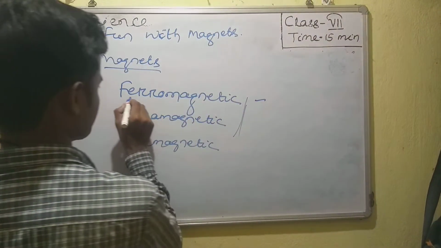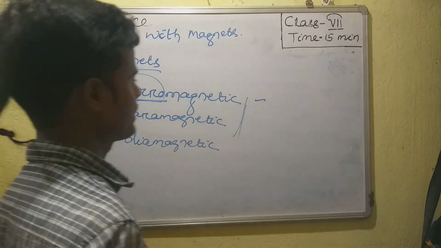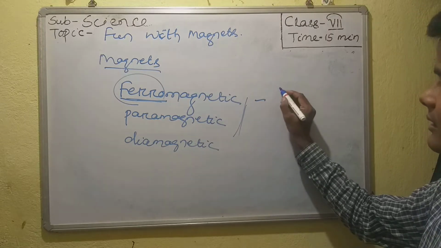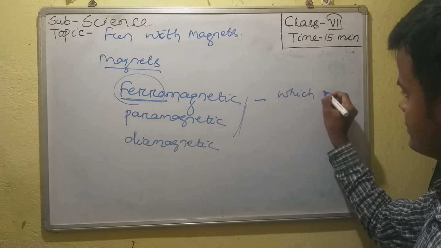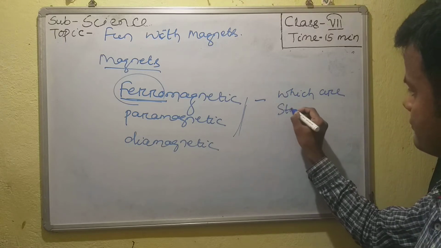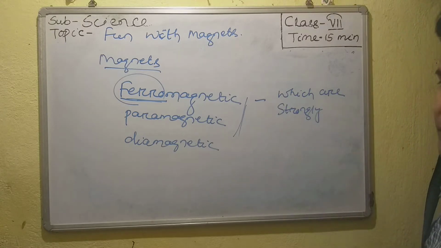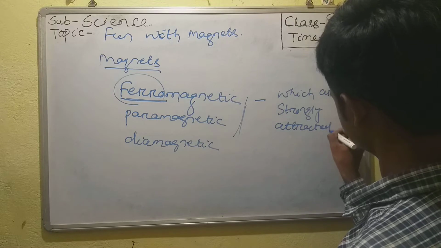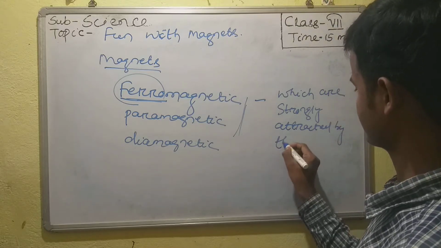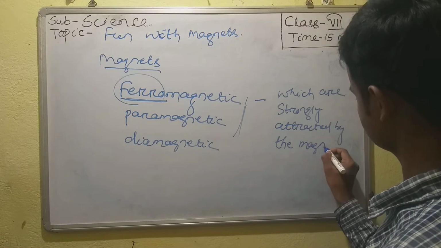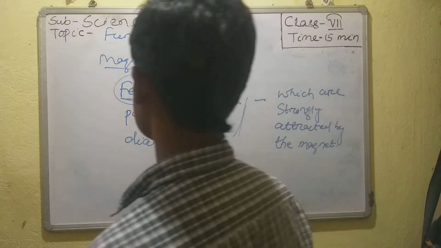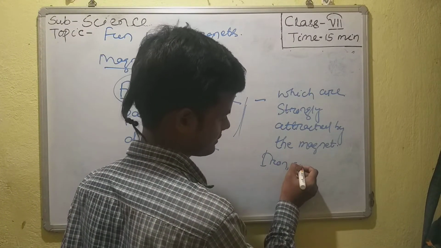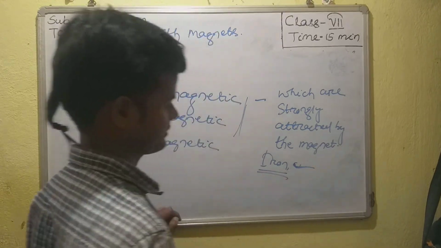What is ferromagnetic? From the word ferro, we can know that it means iron, right? Ferromagnetic means substances which are strongly attracted by the magnet, right? These are ferromagnetic substances. What are these? These are iron, right? Iron is a ferromagnetic substance.